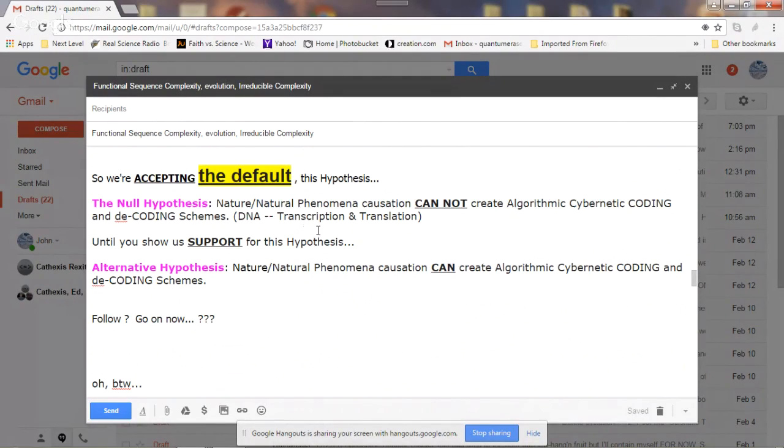So, breaking this down, we're accepting the default, the null: nature, natural phenomena, causation cannot create algorithmic, cybernetic coding and decoding schemes, until you show us support for the alternative hypothesis: nature or natural phenomena, causation can create algorithmic, cybernetic coding and decoding schemes. Follow? Go on now.